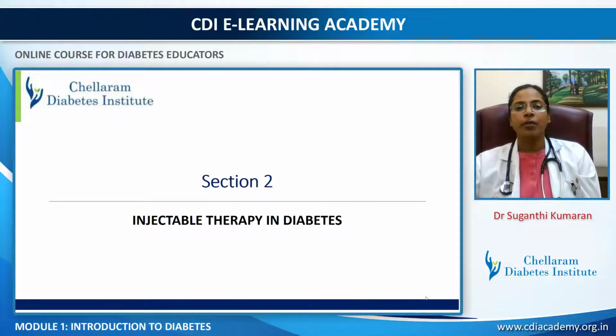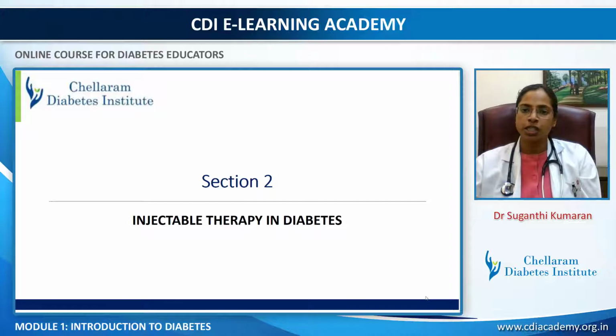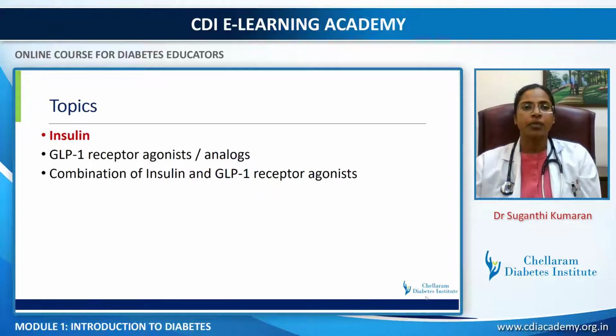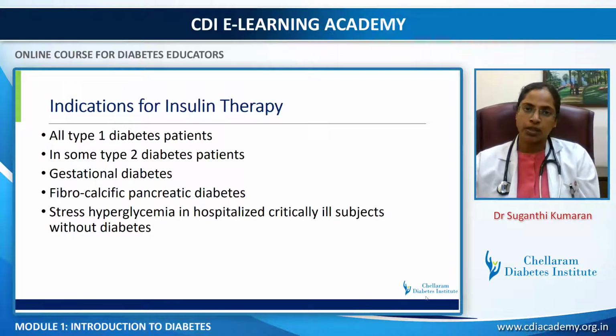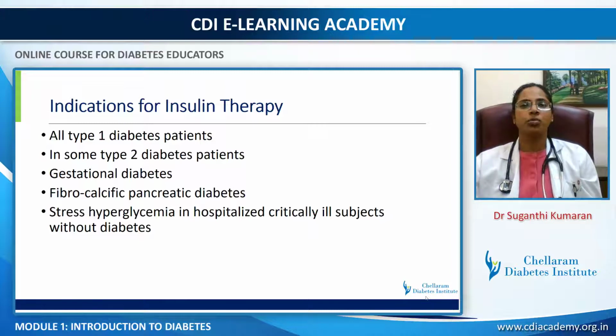As I mentioned, I'm going to be talking to you about injectable therapy in diabetes. There are three categories of injectables. One is insulin. Second belongs to a category called GLP-1 receptor agonist or analogs. And the third is a combination of both insulin and GLP-1 receptor agonist. Let's talk about the indications for insulin therapy. All type 1 diabetes patients are candidates for insulin therapy.